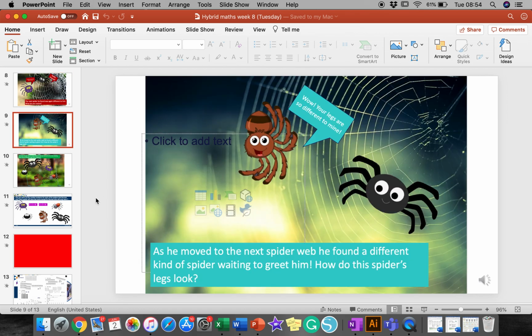As he moved to the next spider's web, he found a different kind of spider waiting to greet him. How do this spider's legs look? Wow, says the spider, your legs are so different to mine. Let's count how many legs the little brown spider has. He has 1, 2, 3, 4, 5, 6, 7, 8 legs. How many legs are on his right side? And how many legs are on his left side?